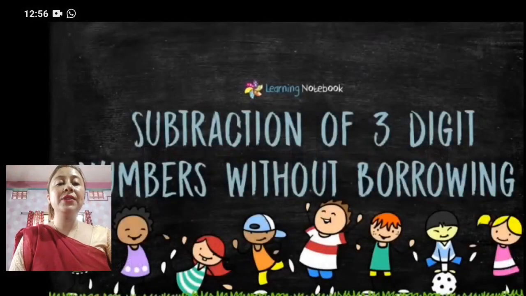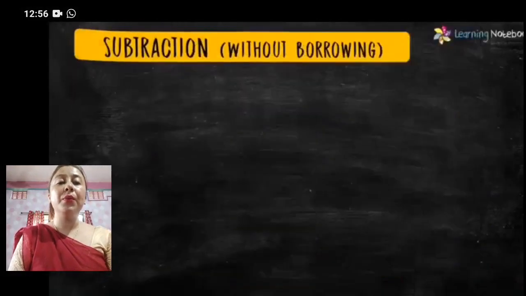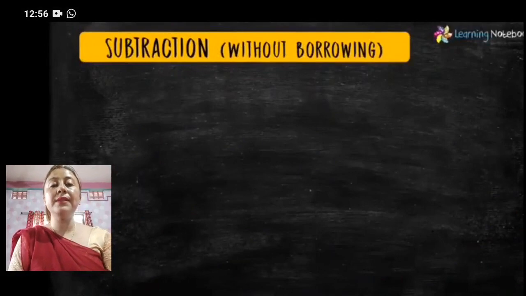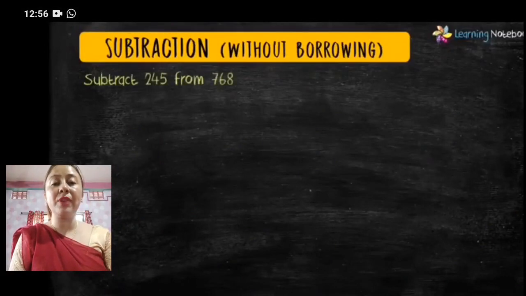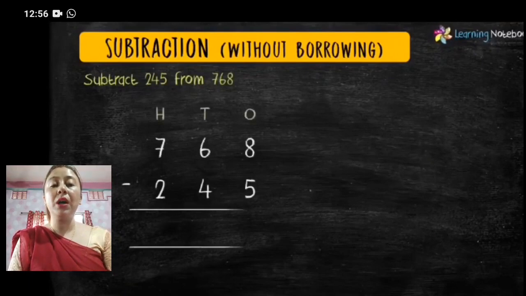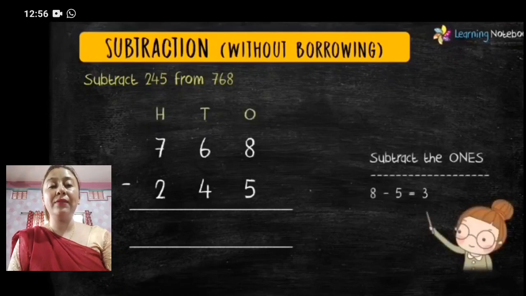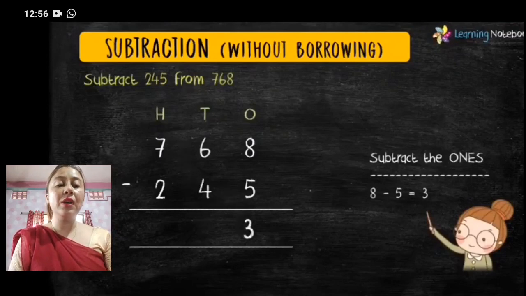Subtraction of 3-digit number without borrowing. Here we will first simply see the subtraction without borrowing. So let us subtract 245 from 768. In order to do so, you have to place the number according to its place value. You know that every sum you have to do from the right hand side, that is from ones position. So subtract the ones. 8 minus 5 equals 3.